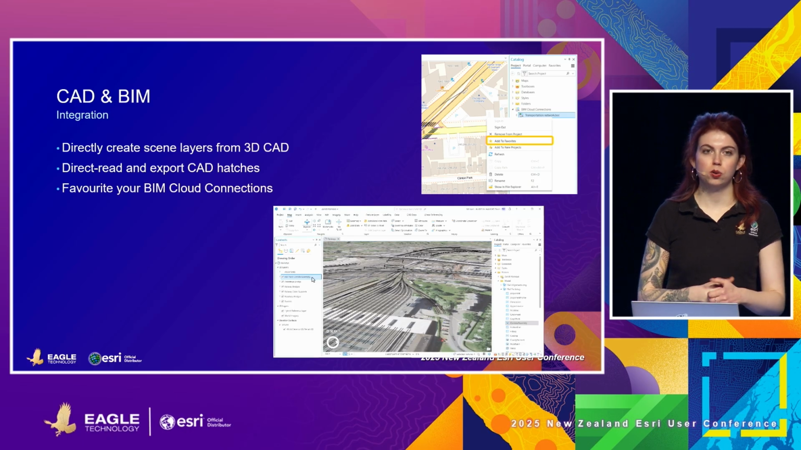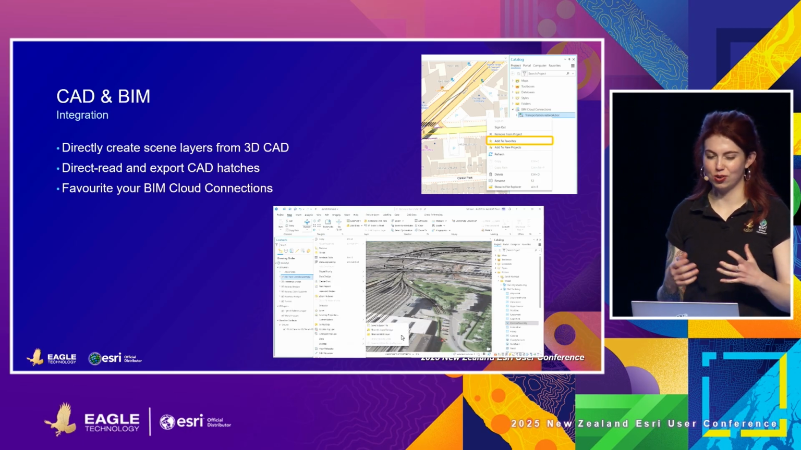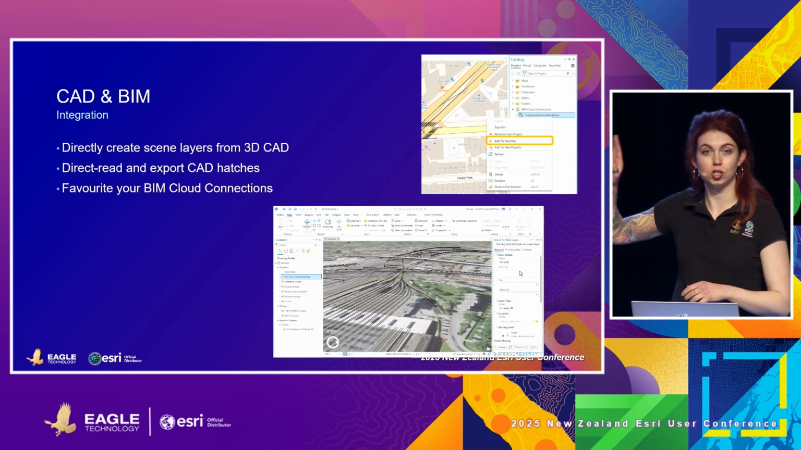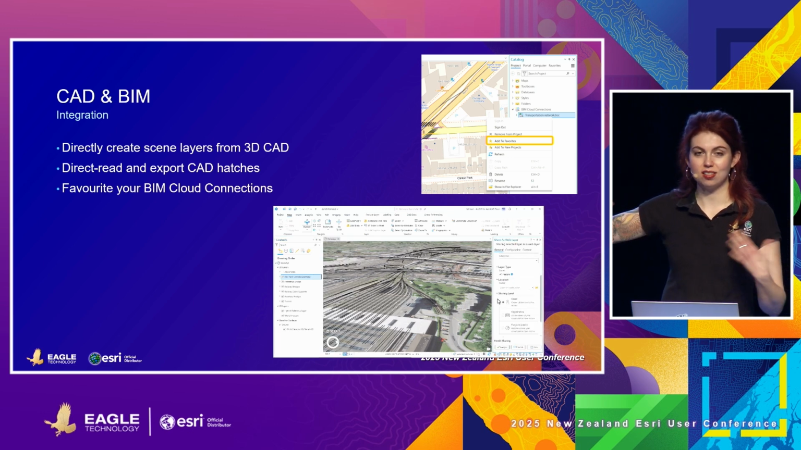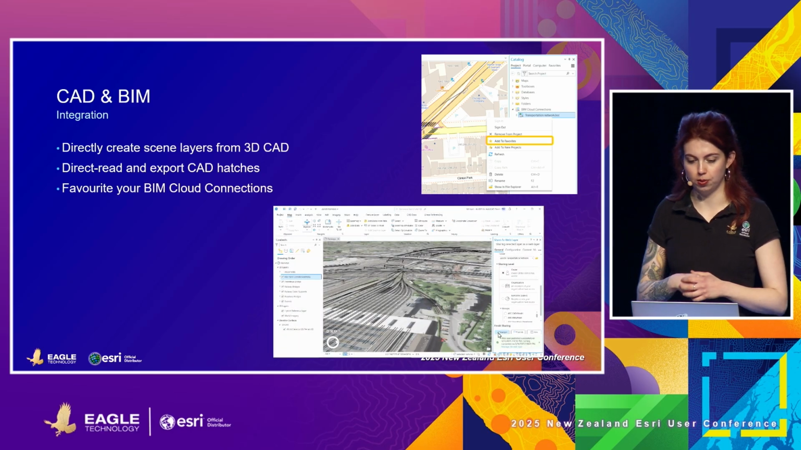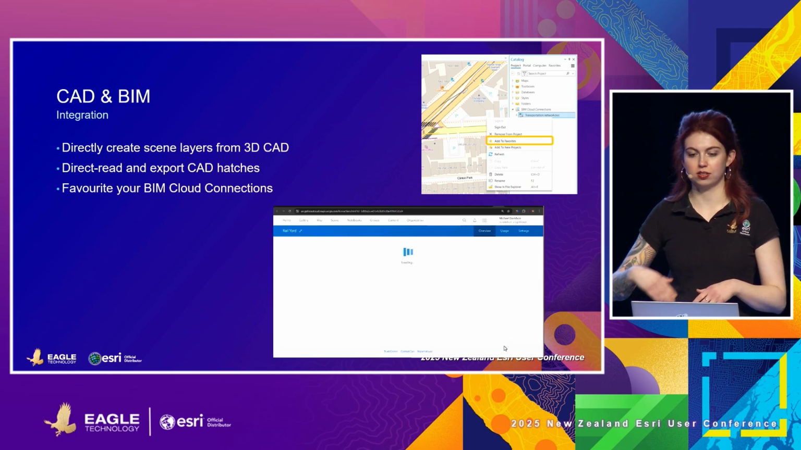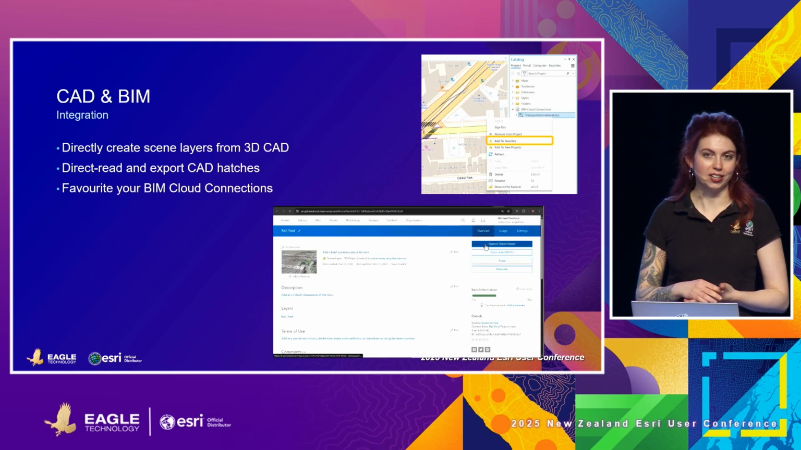And some of us use Pro with CAD and BIM. So this is another kind of integration of sorts. You'll notice the words "direct" on here, which is kind of the theme of how we want to be integrating with our CAD and BIM data directly in ArcGIS Pro. So we're streamlining the steps that it takes to publish CAD drawings straight to ArcGIS Online or Enterprise.